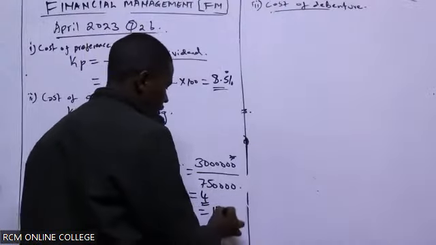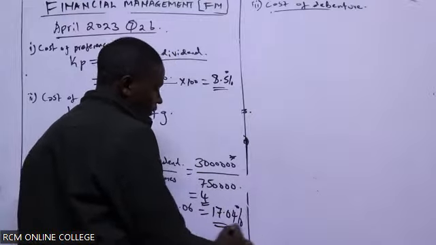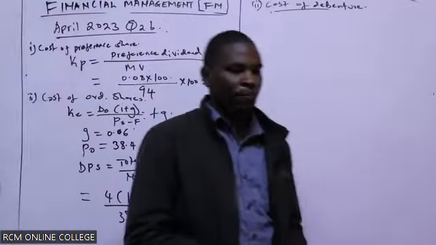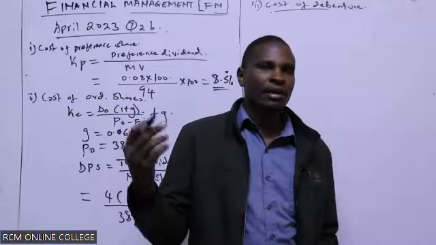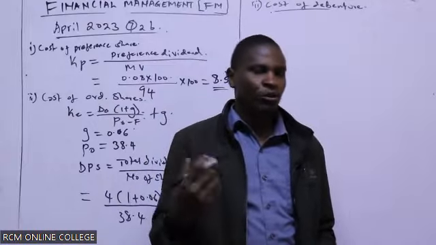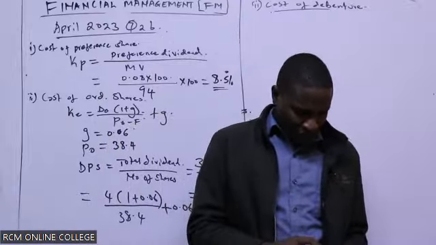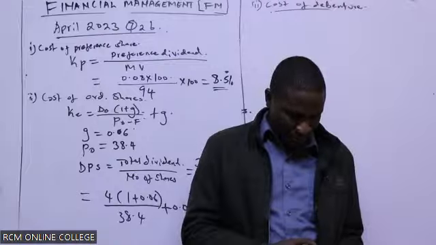17.04%. Asante. Then cost of debenture. Remember, when you hear of debenture, let's telling in your mind, we have redeemable and irredeemable. When we have maturity period, that is redeemable. So let's check. We were told 10% debenture, sawa. Any information regarding debenture?